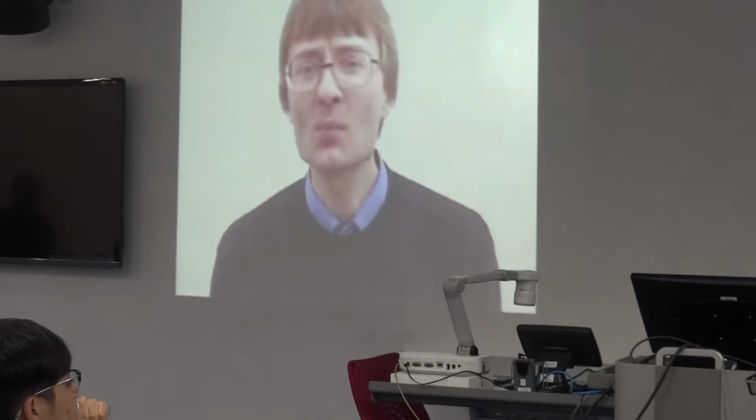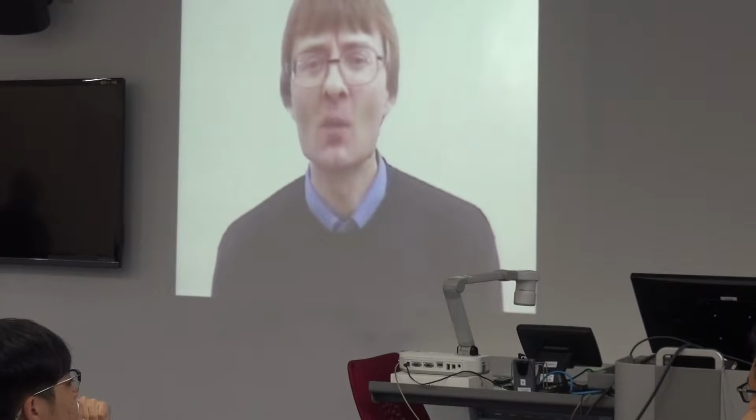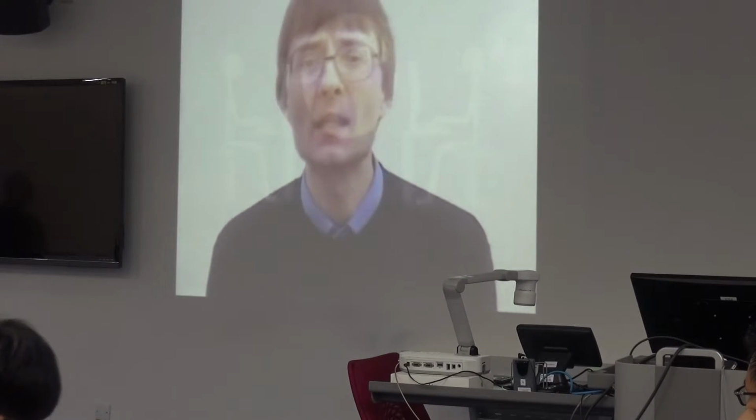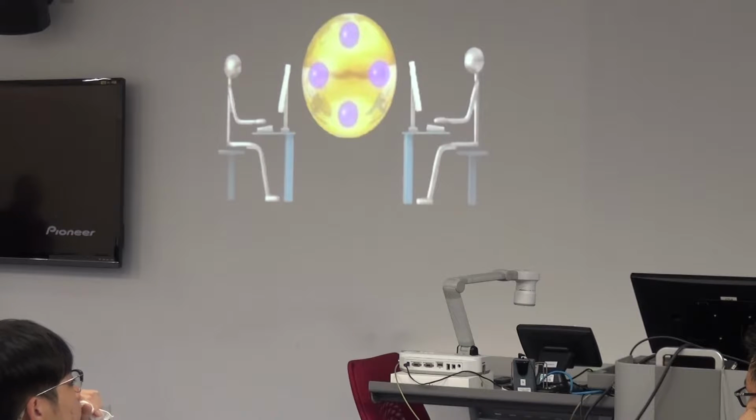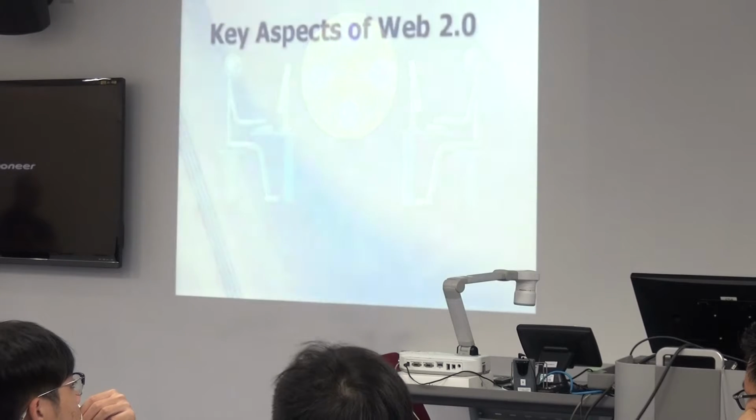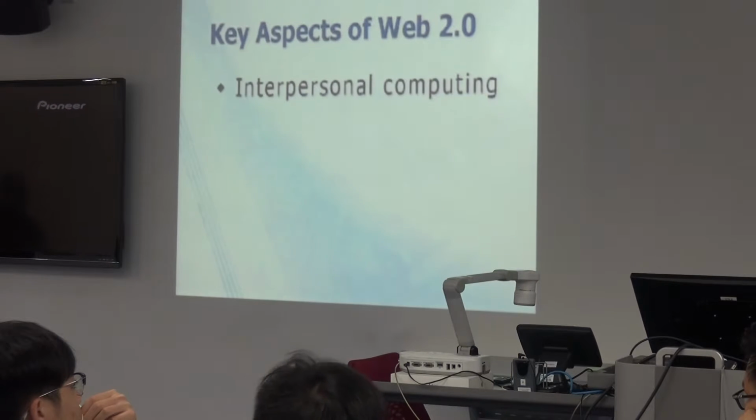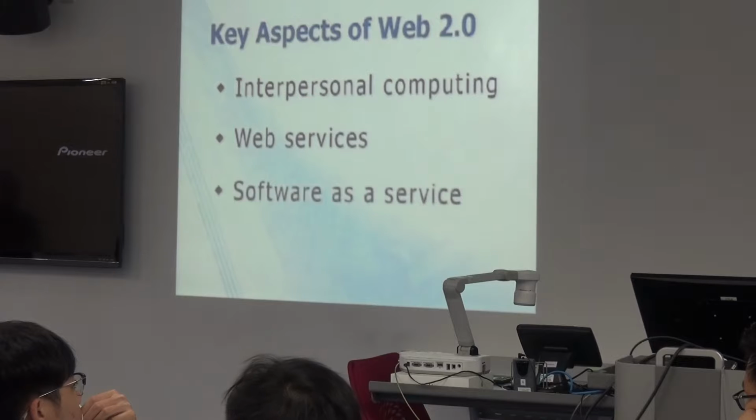That said, most people agree that Web 2 involves making new and improved forms of online connection between two or more people, between two or more online services, or between individual users and software applications. Identifying these three types of connection also enables us to isolate the three key aspects of Web 2, as being interpersonal computing, web services, and software as a service. Wow, three big terms.